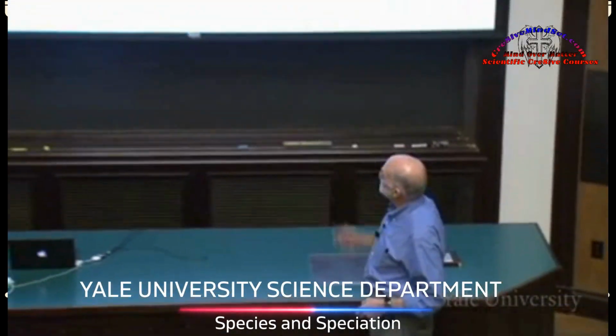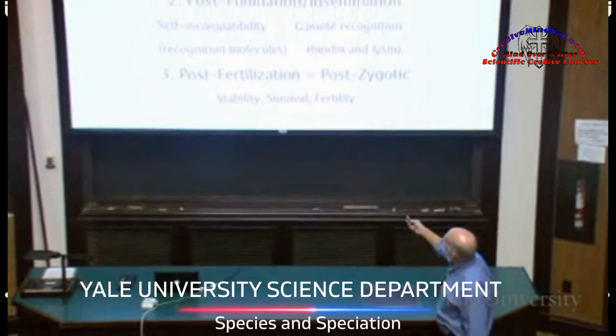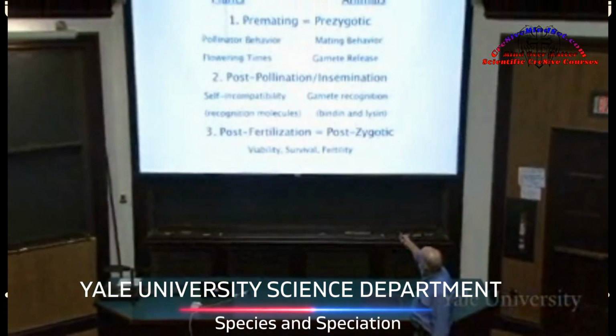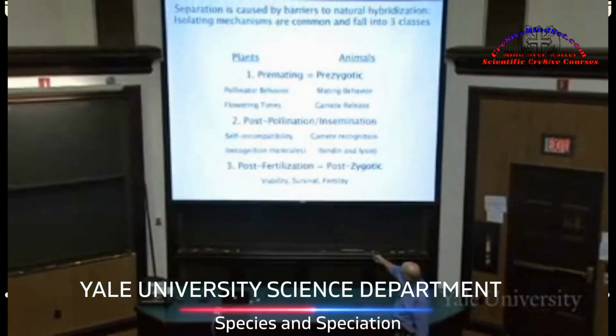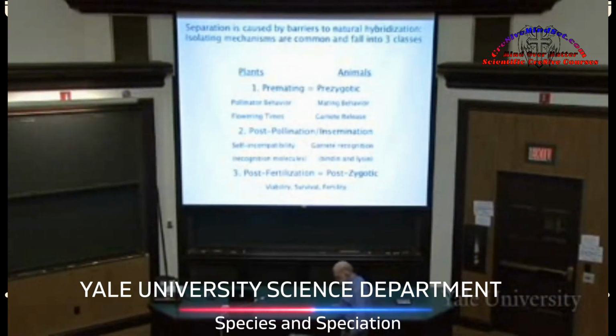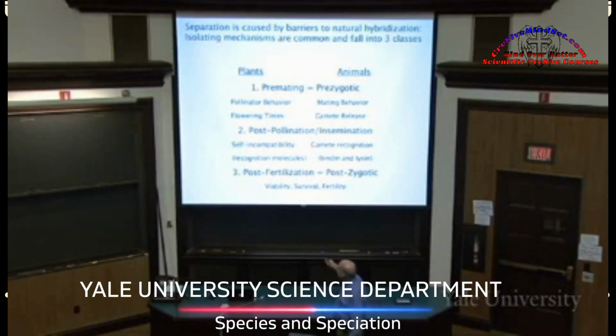Now, after fertilization occurs, post-zygotic isolating mechanisms basically have to do with viability, survival, and fertility. So hybrid inviability or infertility is a common thing once two species have diverged to a certain extent. And of course, the commonest one that you're probably all familiar with is the mule. The mule is a cross between a donkey and a horse, and mules are sterile. So hybridization between donkeys and horses isn't going to go anywhere evolutionarily because there are never any grandchildren.